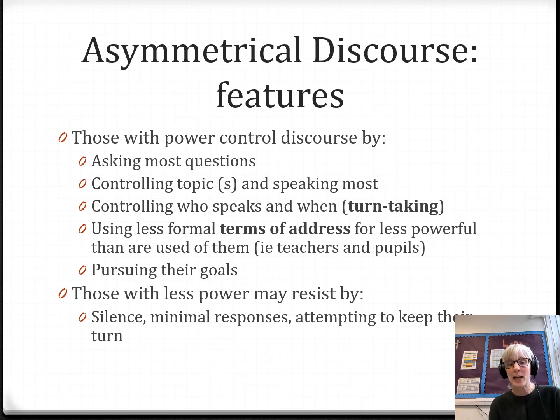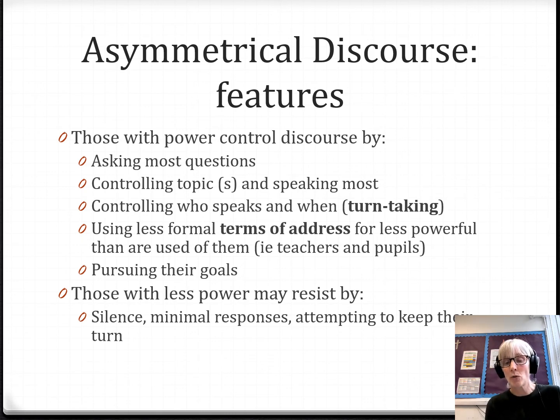They can use less formal terms of address for people less powerful than them, and more formal terms of address are used of them. And basically, they pursue their goals. So if you think about the classroom, that's a classic. You can see all of those things happening in the classroom. But if you could see a meeting in which, you know, the head of a large department was running a meeting, you would see them using all these things as well.